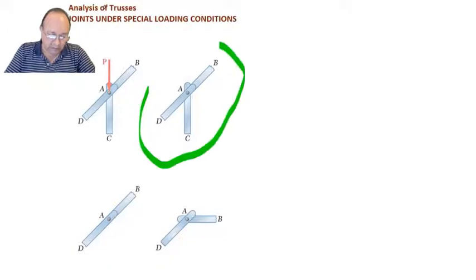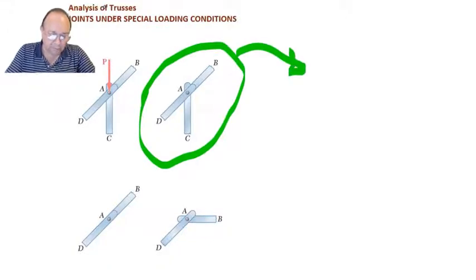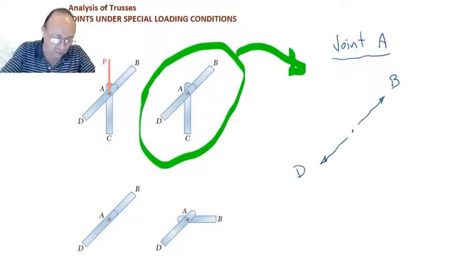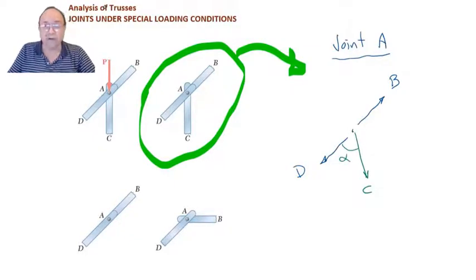Now let's take a look at this one. Joint A. If we have a joint under 3 loads, 2 of them are collinear, B and D are collinear, and there is another force at an angle to the first 2, the third force C forms an angle with the collinear ones. This one has to be 0 in order to have equilibrium.